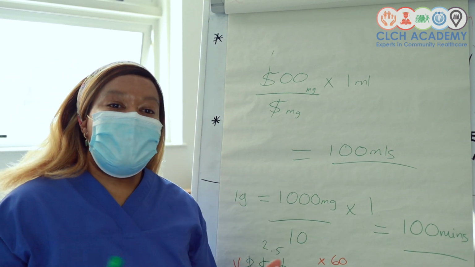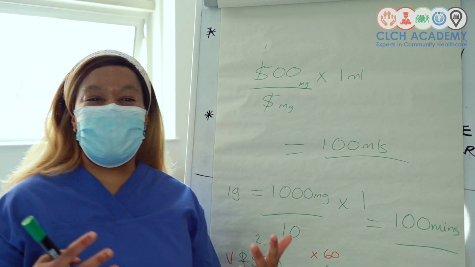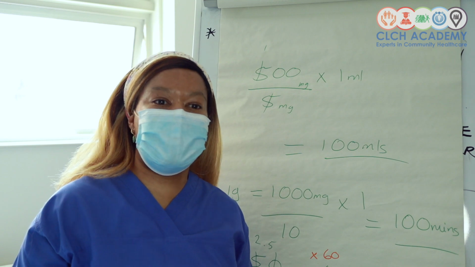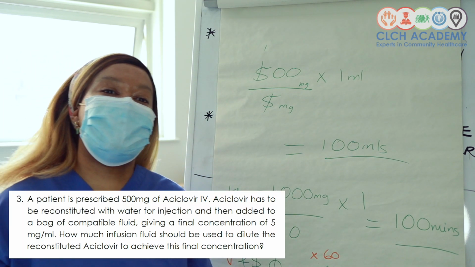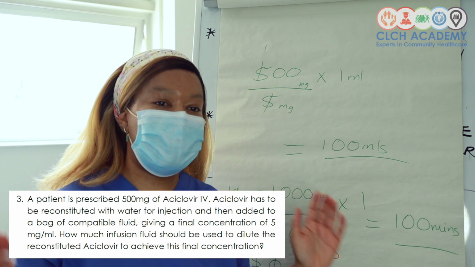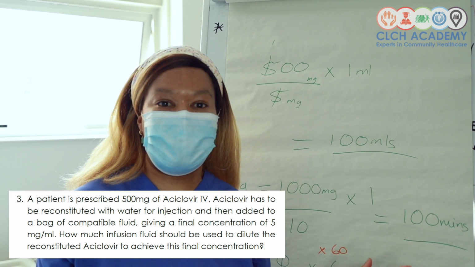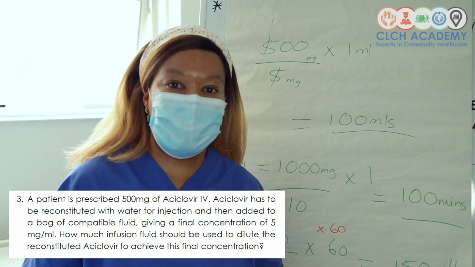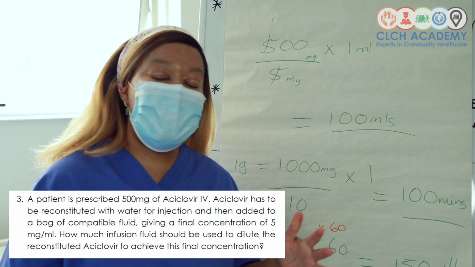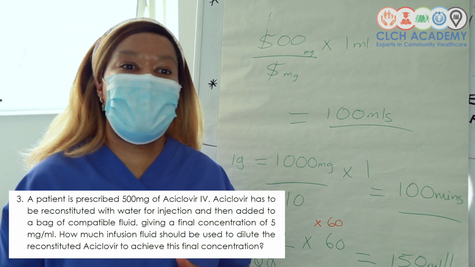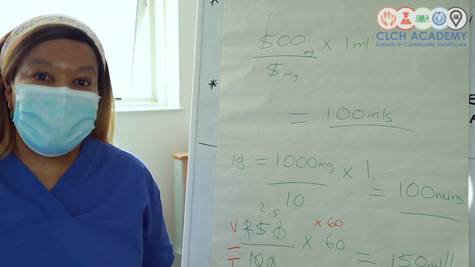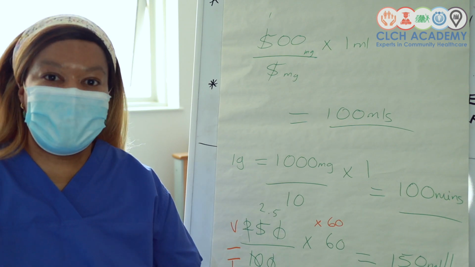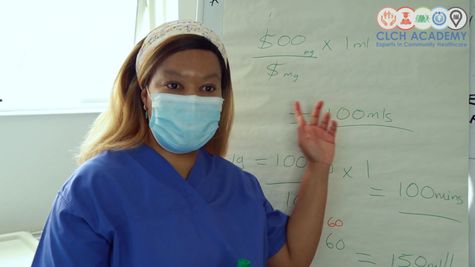I'm going to look at something a little bit different, and it focuses on different concentrations or expressed concentrations for a drug. Let's take the question, for instance. Your patient has been prescribed a dose of 500 milligrams of acyclovir. This has been reconstituted with water for injections, giving a final concentration of 5 milligrams in a mil. Now, if you were looking at this question, the question is how much fluid has been used to achieve this final concentration?